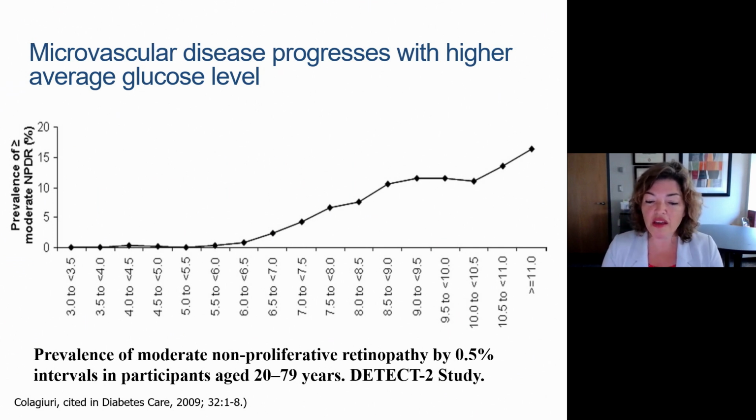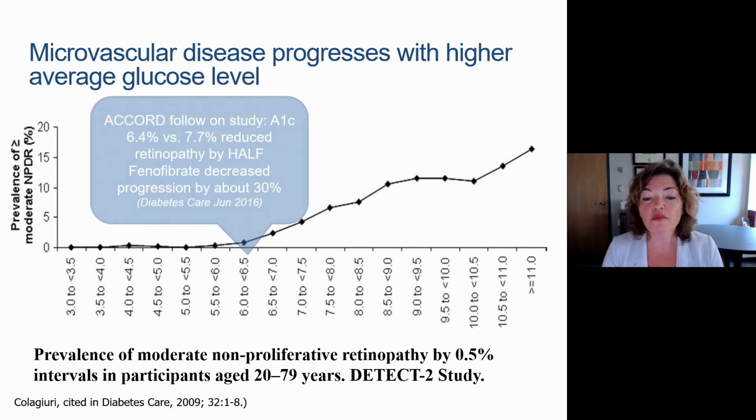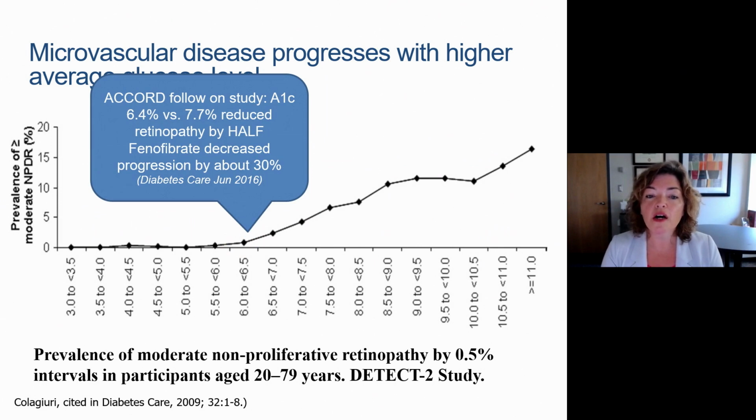Here is a very, very large study that I believe is still ongoing, the DETECT study. And this is DETECT 2, where we could see that the prevalence of moderate non-proliferative diabetic retinopathy, even though it's low between 6 and 6.5, starts to rise at an A1C of 6.5. This inflection point is the reason why 6.5% is the diagnostic threshold for diabetes. It's really not more complicated than that.